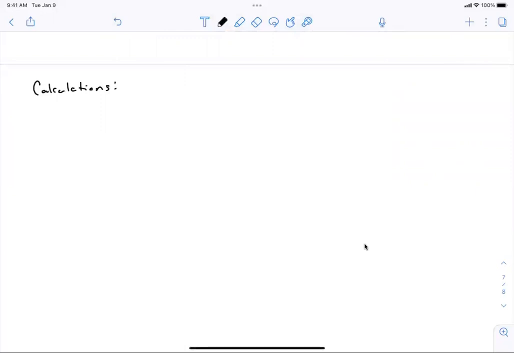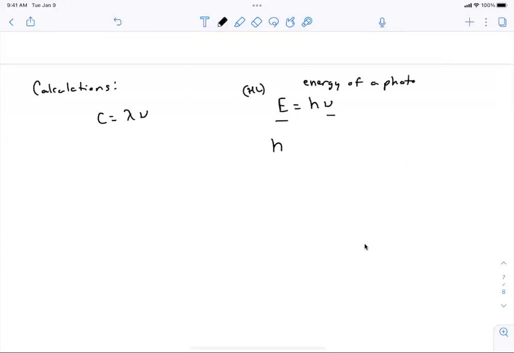Okay, calculations. In SL you have to know this one, but in HL you have to know this equation as well. In SL, you just have to know the relationship between wavelength and frequency. But in HL, you have to know the relationship between energy and frequency as well as frequency and wavelength. So this is the energy of a photon. And you have to incorporate h, a constant known as Planck's constant, which is 6.63 times 10 to the negative 34 joules times seconds.